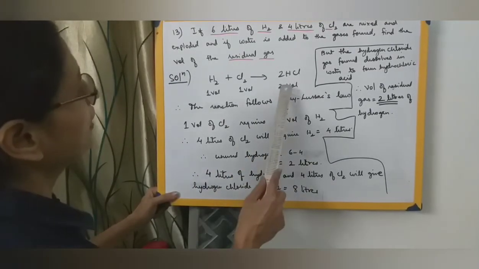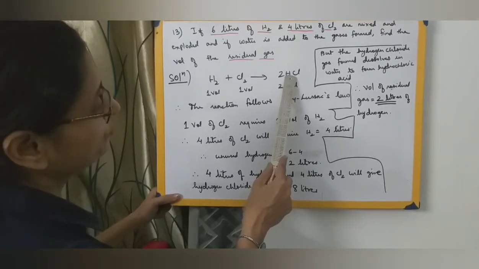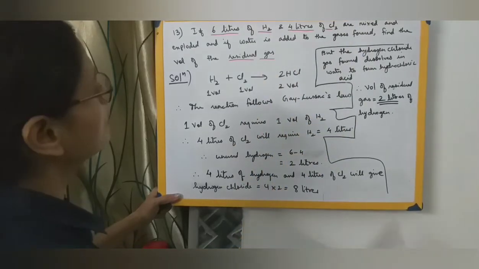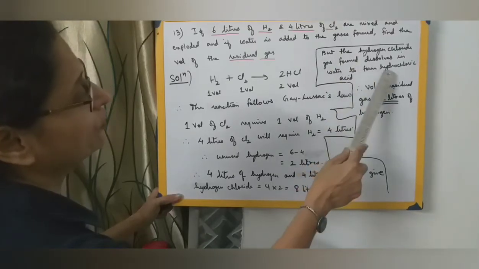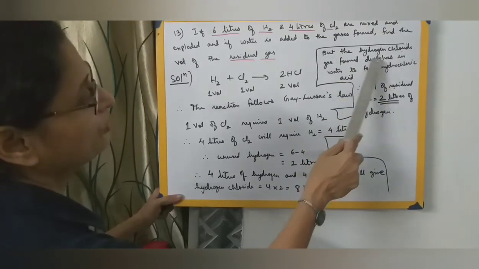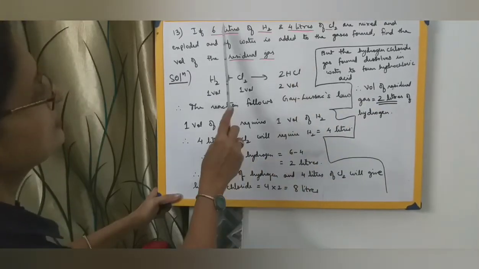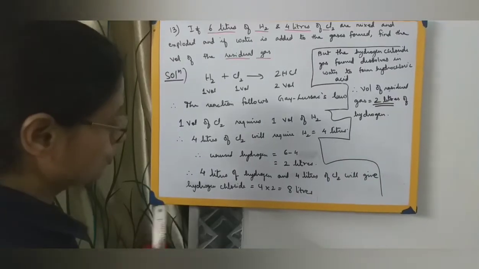Now this hydrogen chloride that has been formed is in the gaseous state. They are not asking us to find something in the gaseous form. They said water is added to the gaseous form. So when water is added, it forms liquid, that is, it forms hydrochloric acid. So this hydrogen chloride gas dissolves in water to form hydrochloric acid. So what is left behind now? Obviously the hydrogen gas. Therefore the volume of residual gas is equal to 2 liters of hydrogen.